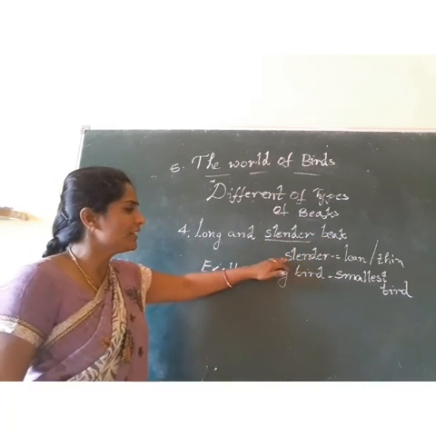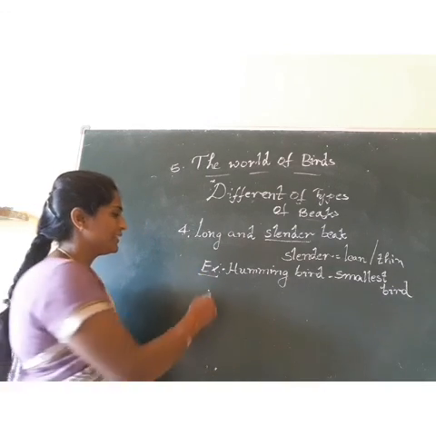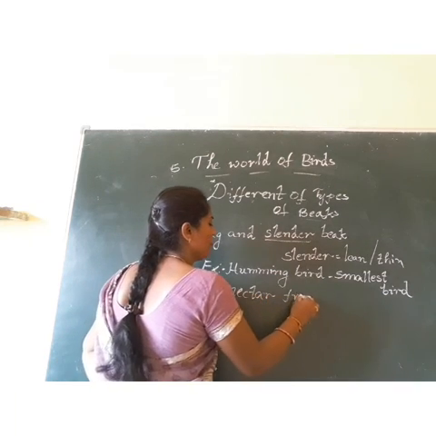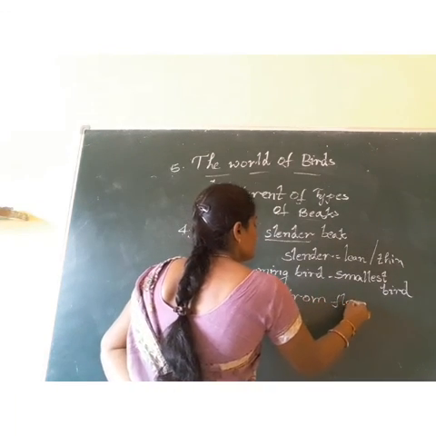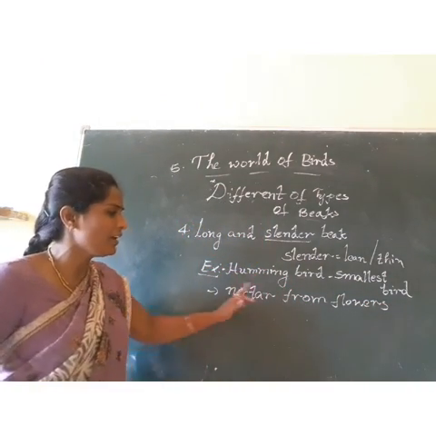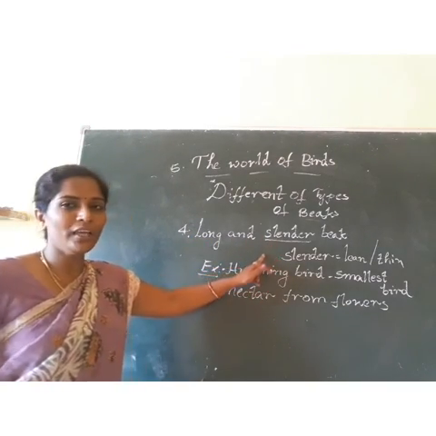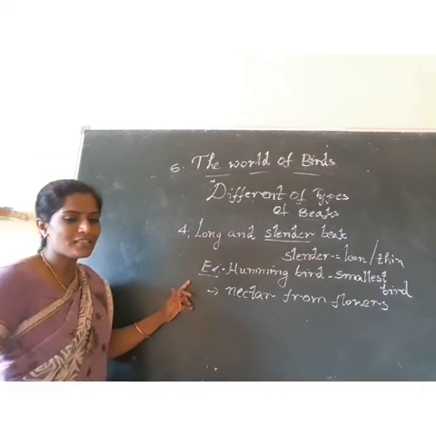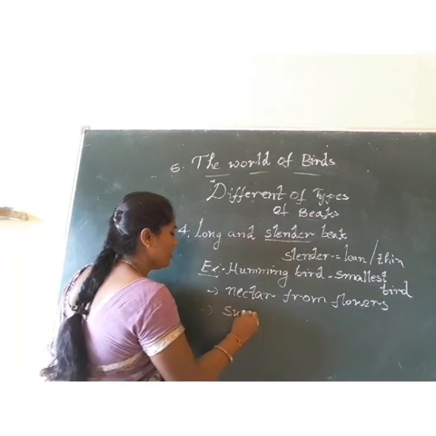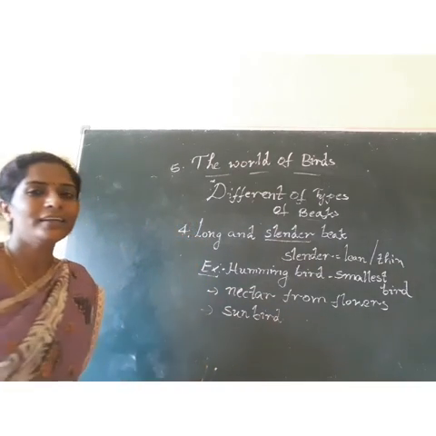Okay, what is the meaning of slender? Lean and thin. And which type of food can they take? They can take nectar from flowers. So, these types of birds, while they are taking this honey from the flowers, they are using their long and slender beak. Okay, and what are the examples for this? Hummingbird and also sunbird. These two birds also use their long and slender beak.